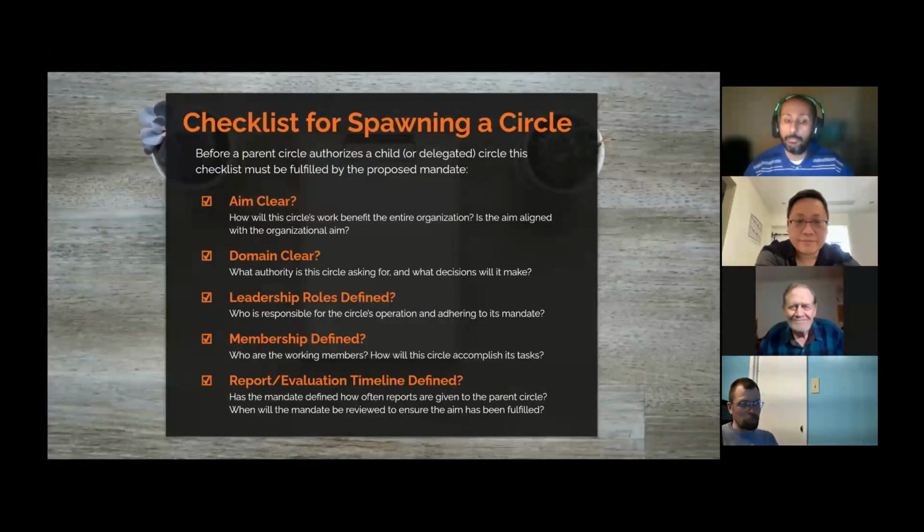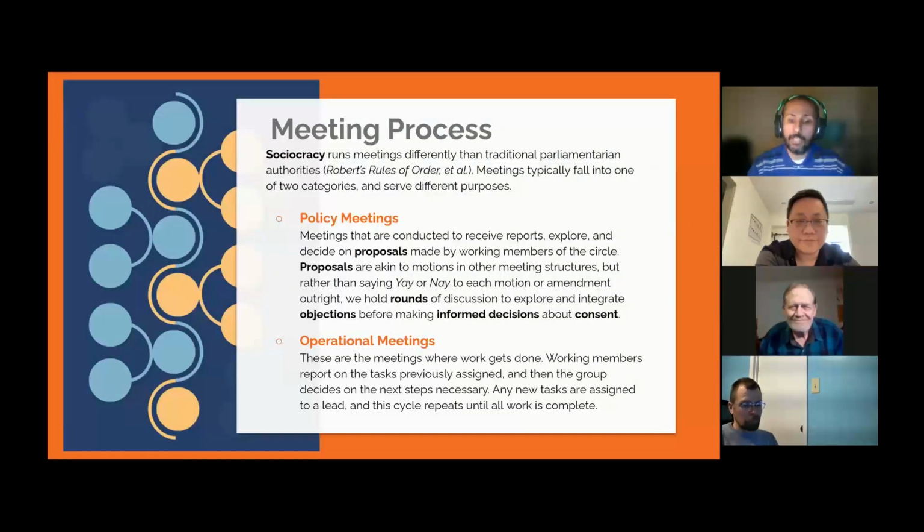members of the circle. Proposals are akin to motions in other meeting structures, but rather than saying yay or nay to each motion or amendment outright, we hold rounds of discussion to explore and integrate objections before making informed decisions about consent. Then you have the operational meetings.